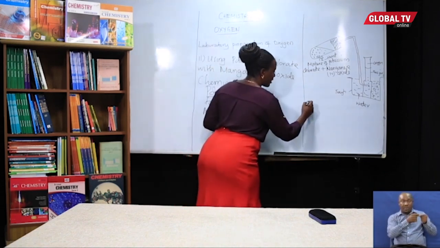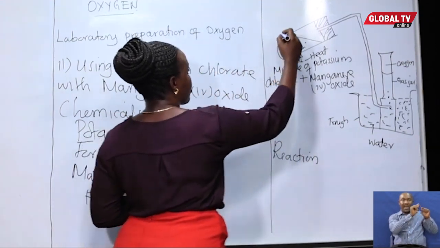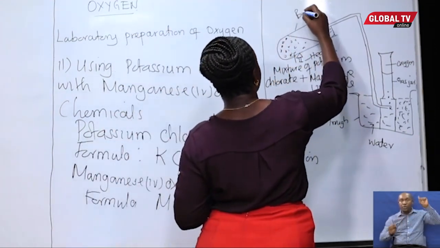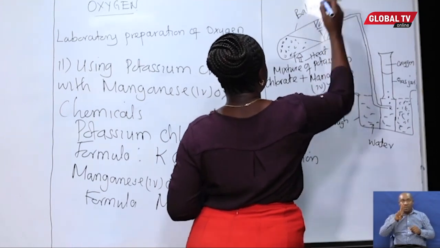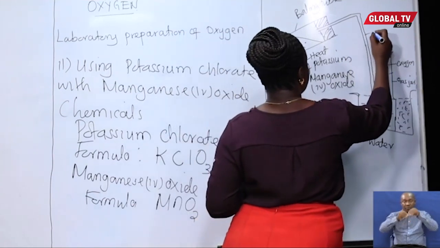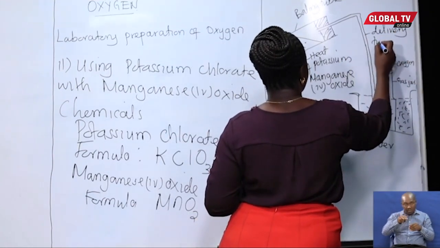What is the reaction involved? What is the reaction taking place in the boiling tube? This is called the boiling tube. So the reaction is taking place within the boiling tube. This is the delivery tube to deliver the gas.